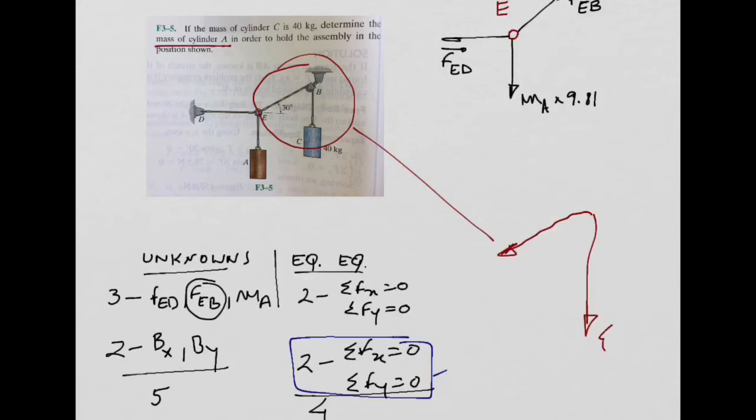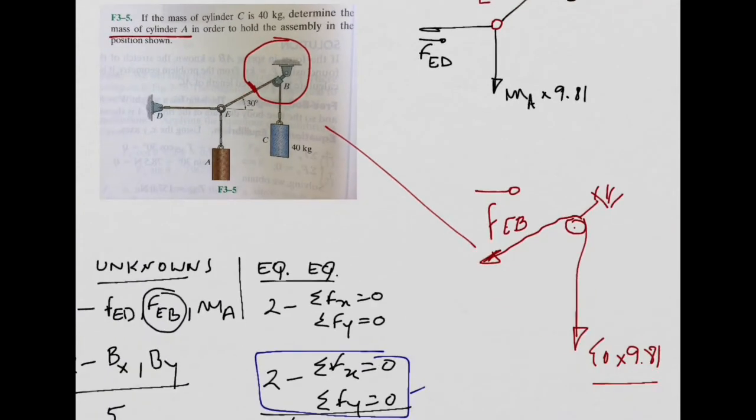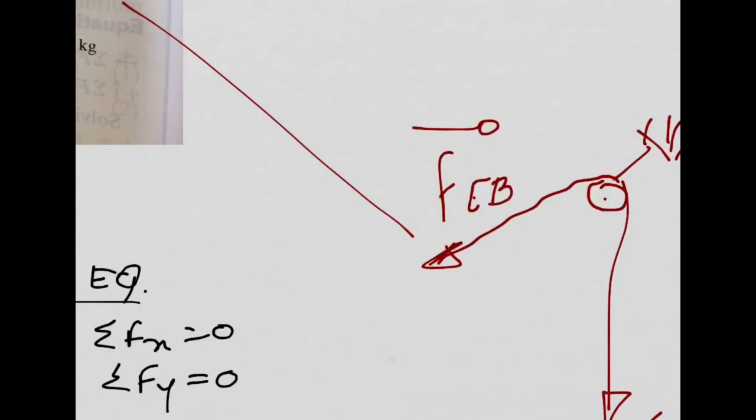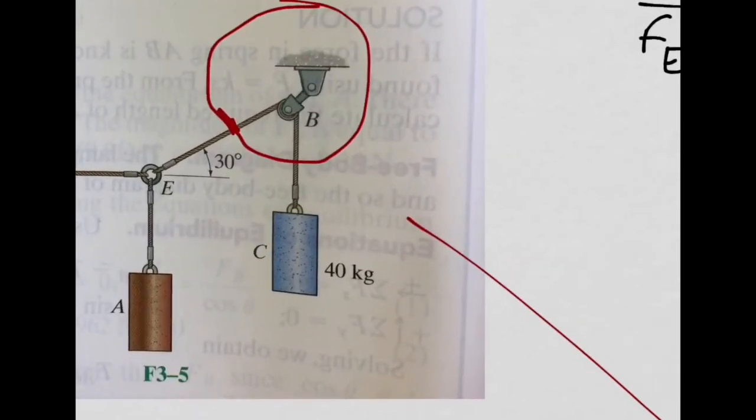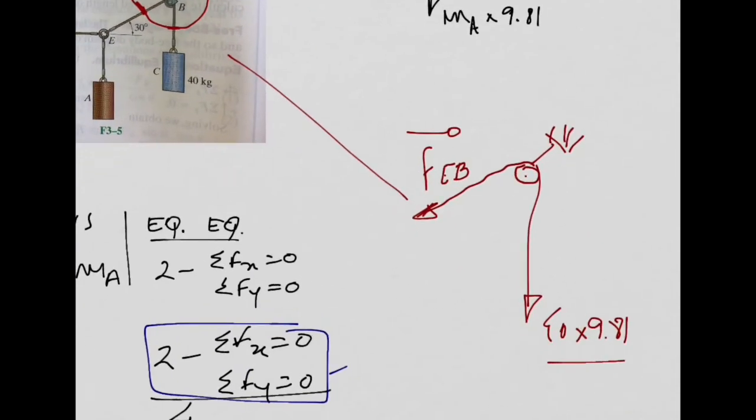So here you will have 40 times 9.81, which is the weight. Here you have the force in cable EB, right? And then you have here your pulley and your support. Carefully, I am cutting this cable here. That's why I have this force FEB, because I'm cutting the cable. And I am cutting this cable here and then I have this force which is equal to the weight of the cylinder, right?